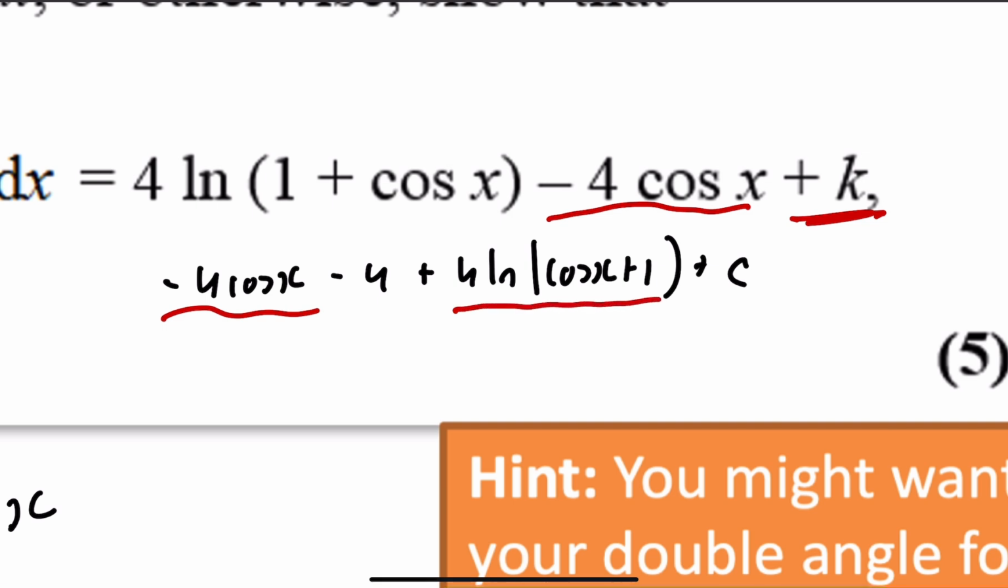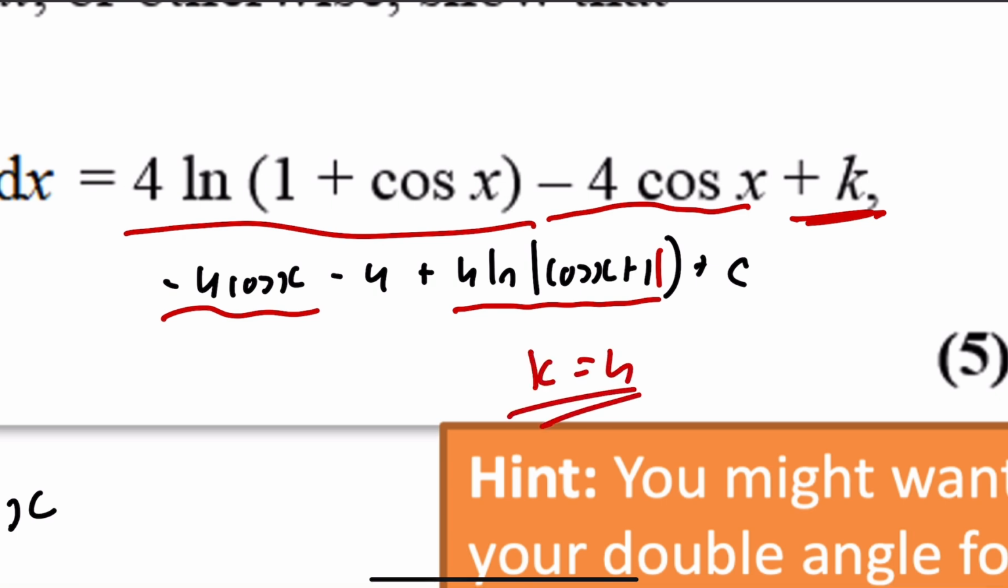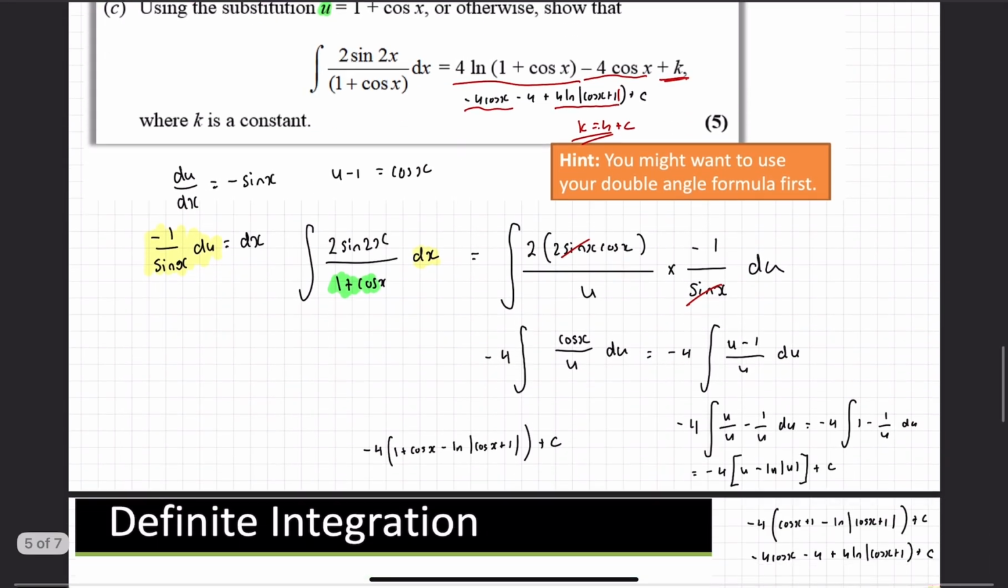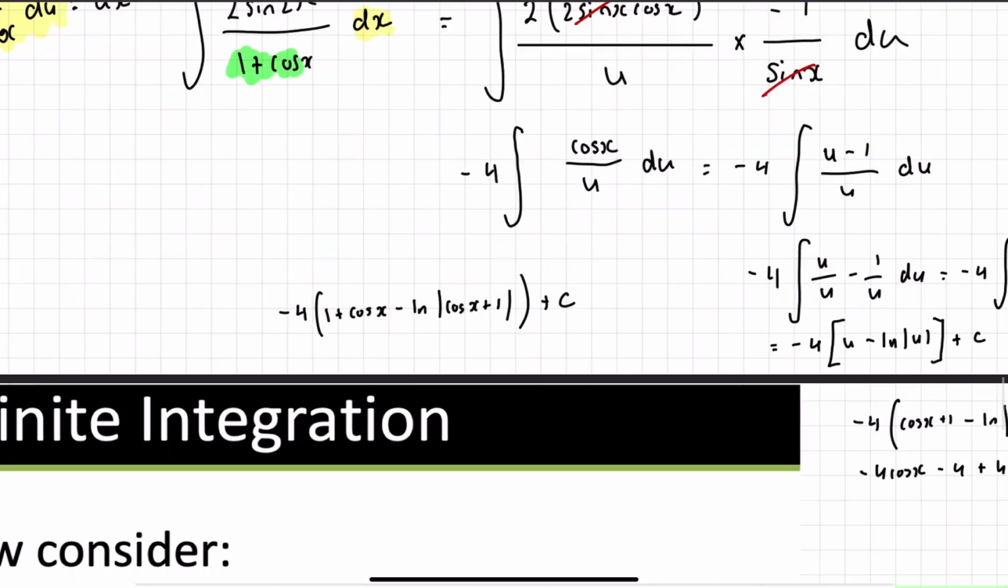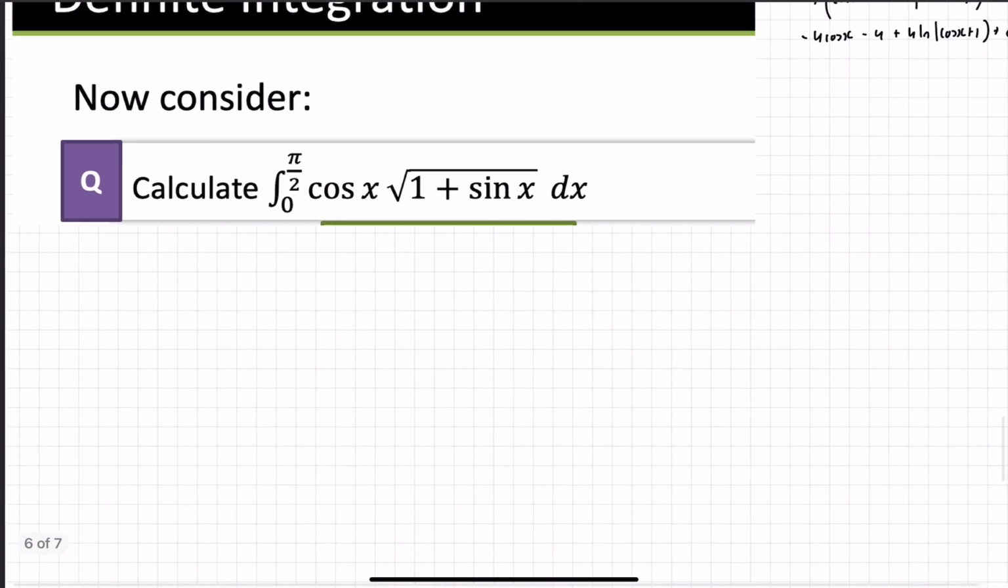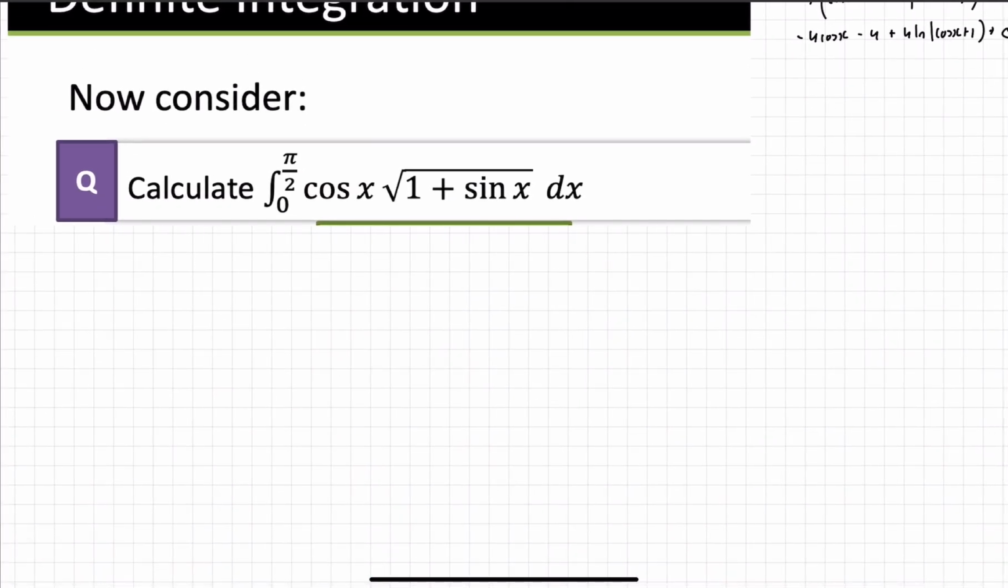4 natural log cos x. Yeah, we got that all here. Great, so the k is minus 4 plus c. Fantastic. Minus 4 plus c. Happy with that. K is a constant. Yeah, great. Cool. There's the answer there. Right. Lovely. Okay, let's just get this finished now.